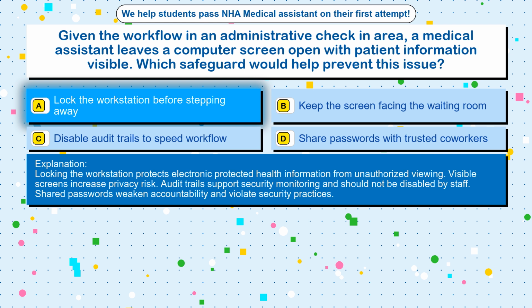Visible screens increase privacy risk. Audit trails support security monitoring and should not be disabled by staff. Shared passwords weaken accountability and violate security practices.